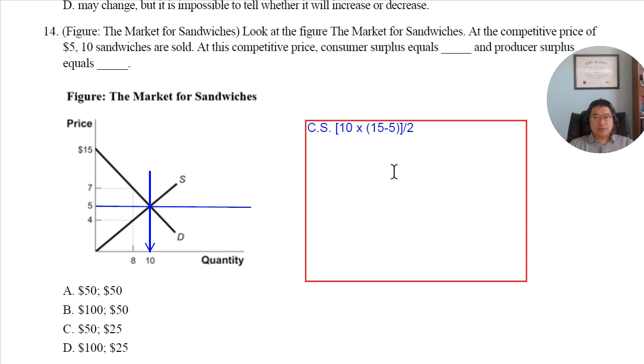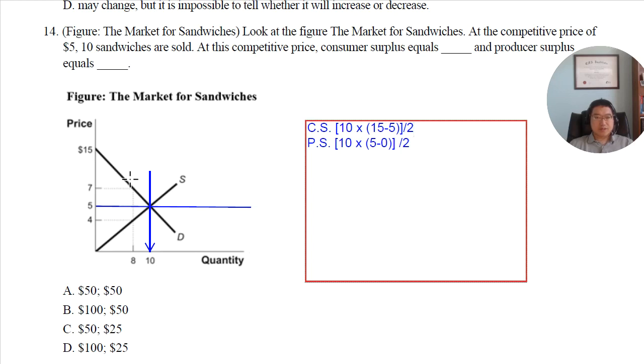The question also asks about producer surplus. Producer surplus. Let's look at what's the base. The base is still 10 times what? We have actually just 5, 5 to 0, right? So it's 5 minus 0 and again divided by 2. You calculate those two numbers, you get the consumer surplus and the producer surplus.